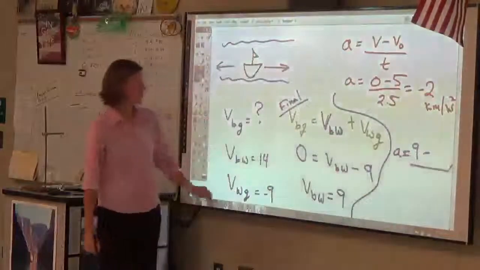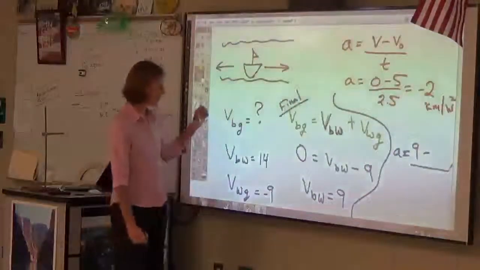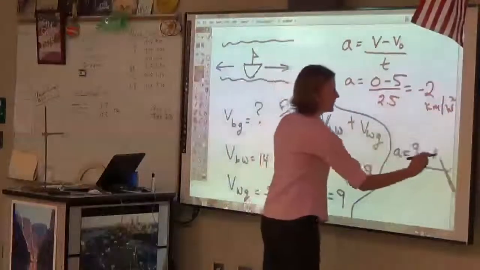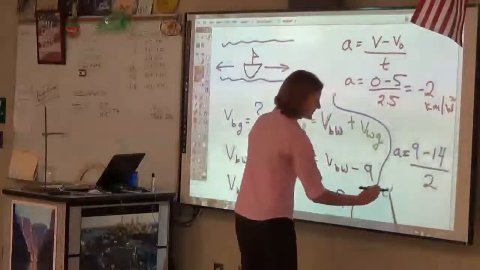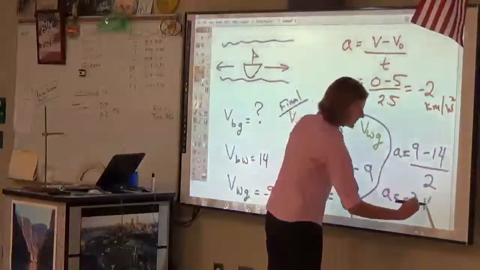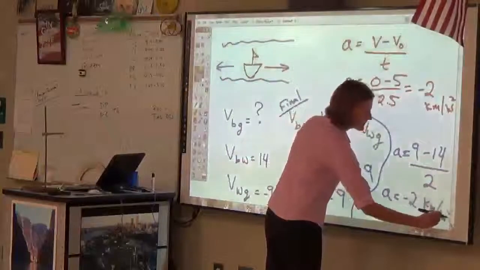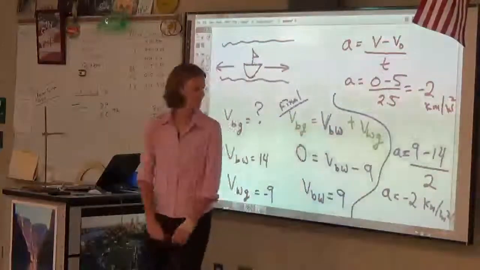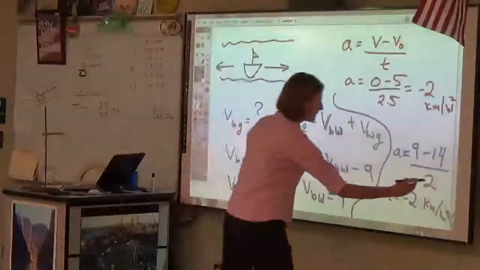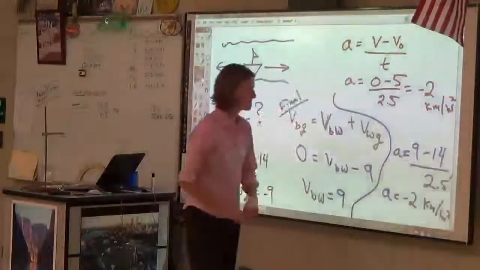What was the initial velocity of the boat relative to the water? 14, still over 2. It should be the same answer, 5/2. 2.5. 2.5 is negative, divided by 2.5. Thank you.